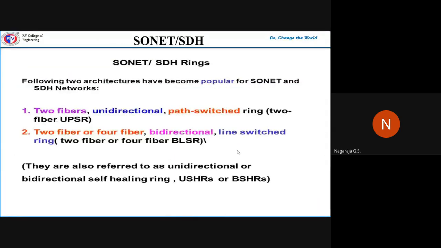Then we have two types of architectures that you can use. One is with two fibers: if you make use of two fibers, you can establish a unidirectional path switch ring network. If you use two fibers or four fibers, then you can have the bidirectional line switch ring network in case of Sonet networks.